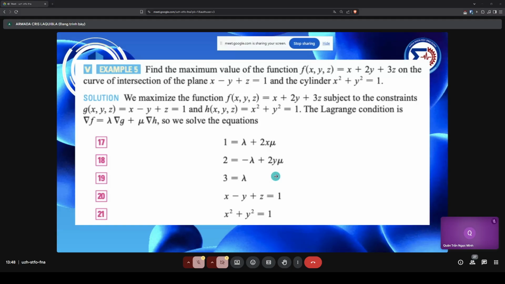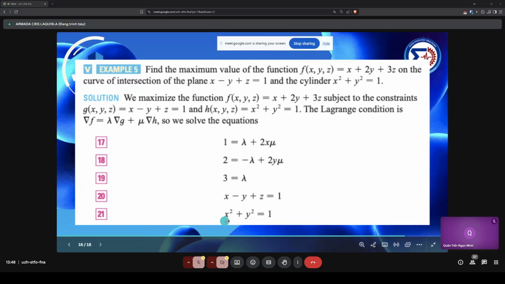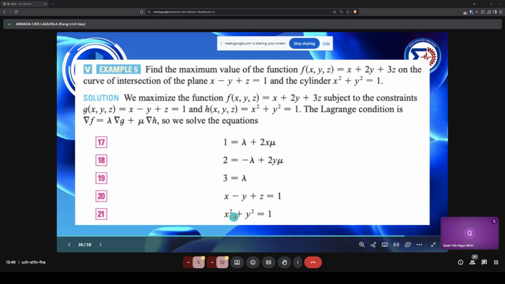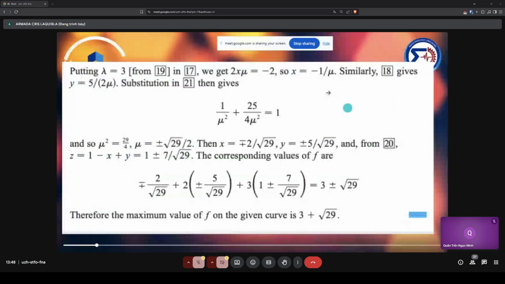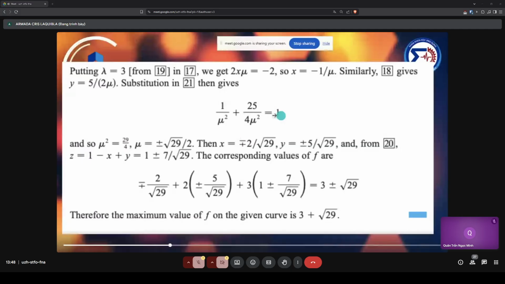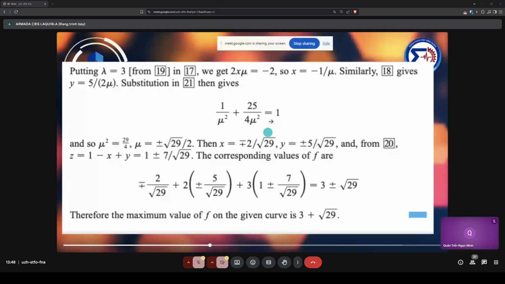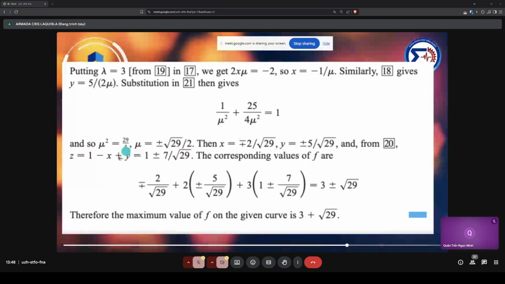Now you substitute x and y in the equation of the cylinder. Substitute it here and you get this. Negative 1 over mu, you square it, it's 1 over mu squared. And then 5 over 2 mu, you square it, it's 25 over 4 mu squared, is equal to 1. Now we solve the value of the mu. Solving the value of the mu, class, you can get mu squared is equal to 29 over 4. Now take the square root of both sides. You have two answers. Your mu is equal to positive and negative square root of 29 over 2.